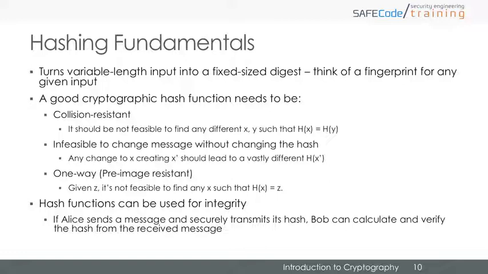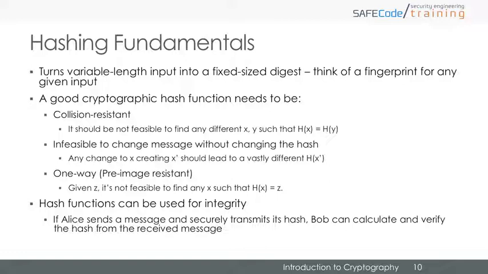There are 3 requirements for an appropriate cryptographic hashing function. It must be collision-resistant, meaning that it is not feasible to find 2 inputs that produce the same hash. It must be infeasible to change the message without also changing the hash. Ideally, just a small change to the input has a vast effect on the created hash. It must be strictly one way, meaning that it is not feasible to find an input that would create a given hash. Since a hash is unique to a given input, it can be used to verify its integrity.